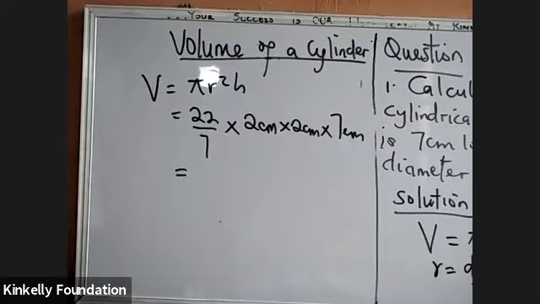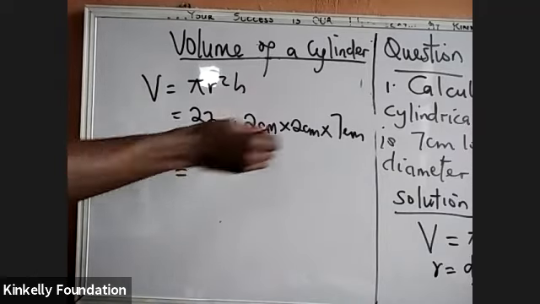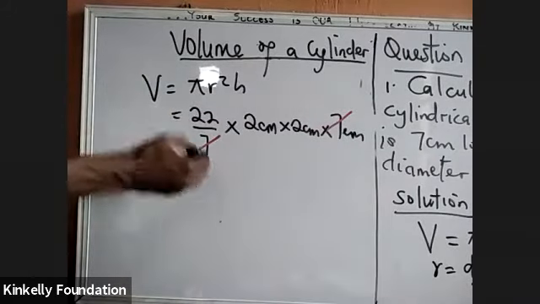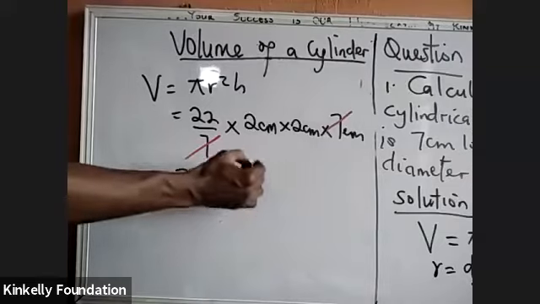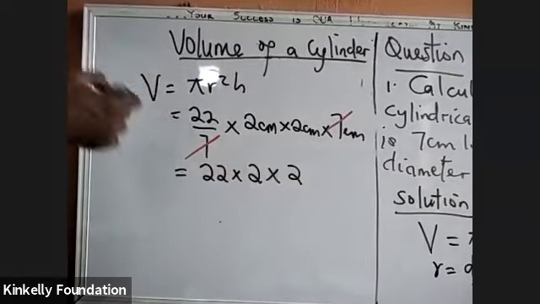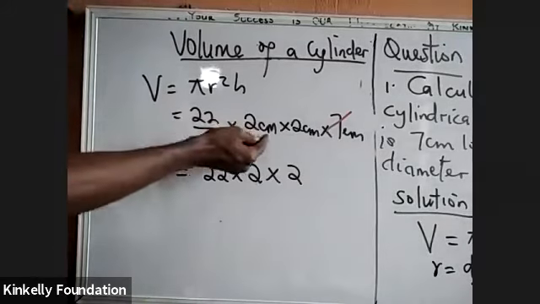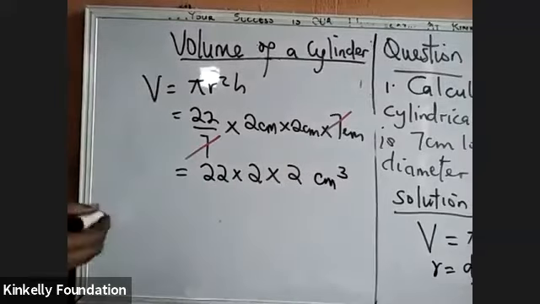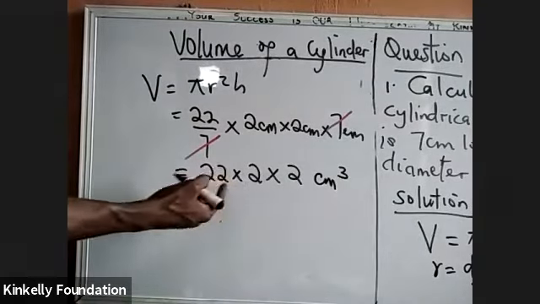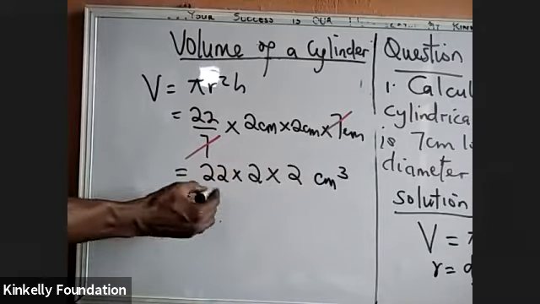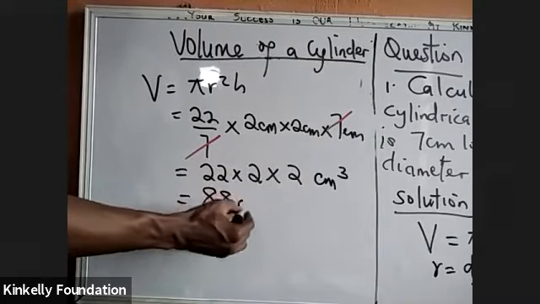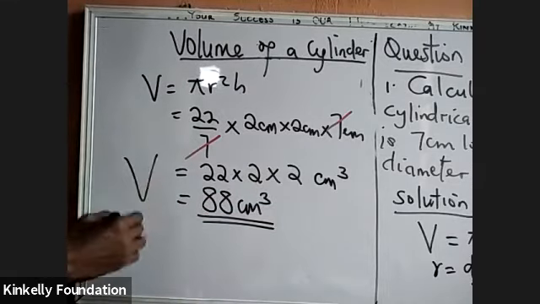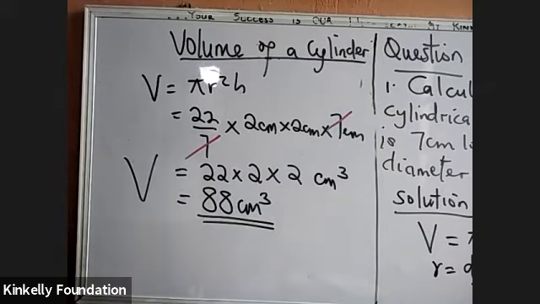You note also that some things we cancel out. The 7 we divide by this 7. What we have is 22 times 2 times 2. Now, cm times cm times cm gives us cm cubed. That should be 88. 22 times 4 gives us 88 cm cubed. This is the volume of that cylindrical steel bar.